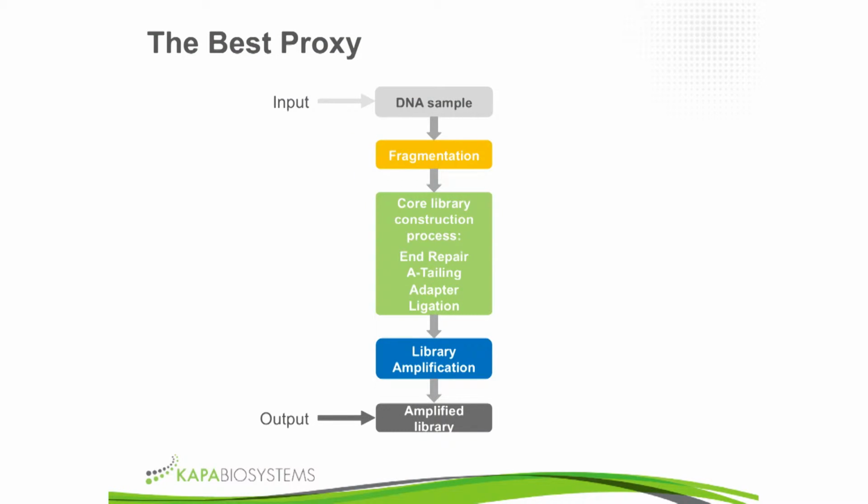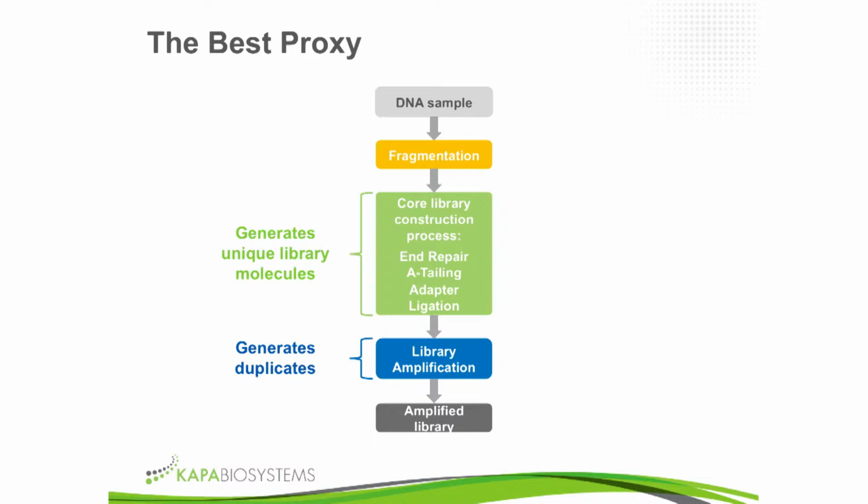We know from our work with library amplification that final library yields aren't really good predictors of sequence quality, because for one reason or another, there's a disconnect between the input into library preparation and final library yields. If you dissect the library construction workflow into functional units, it is clear that the core library construction process, so the process by which randomly fragmented DNA becomes adapter ligated, is really what determines the number of unique library molecules, whereas library amplification only generates duplicates.